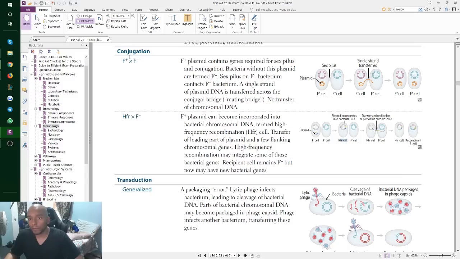So two different forms of conjugation. One where things just stay the same, but you made a duplicate of the plasmid and put it in the other person. Or second, where nothing looks the same and both of them changed a lot.